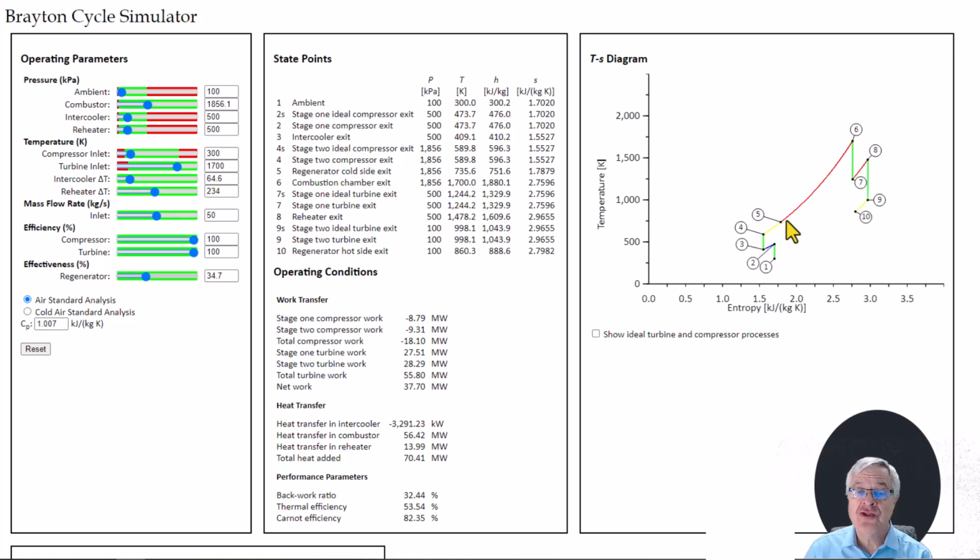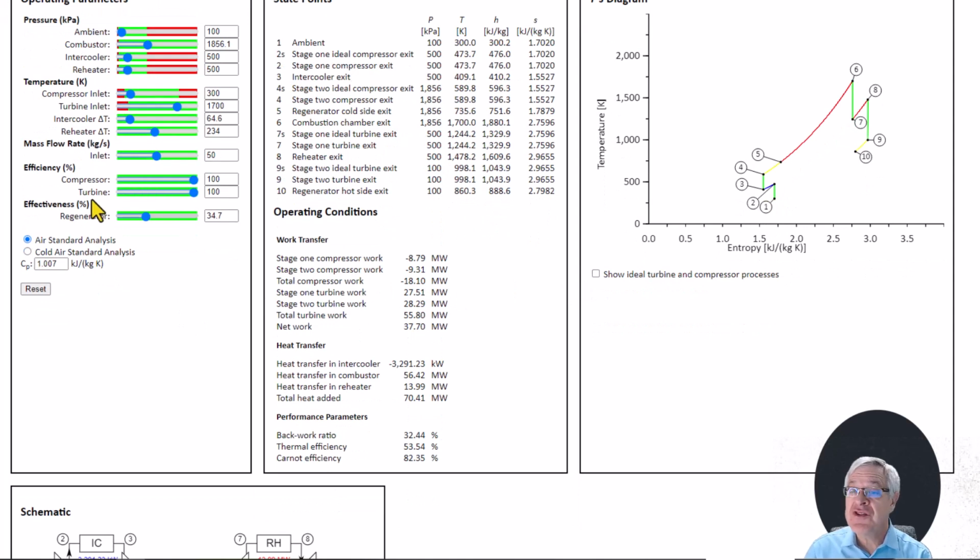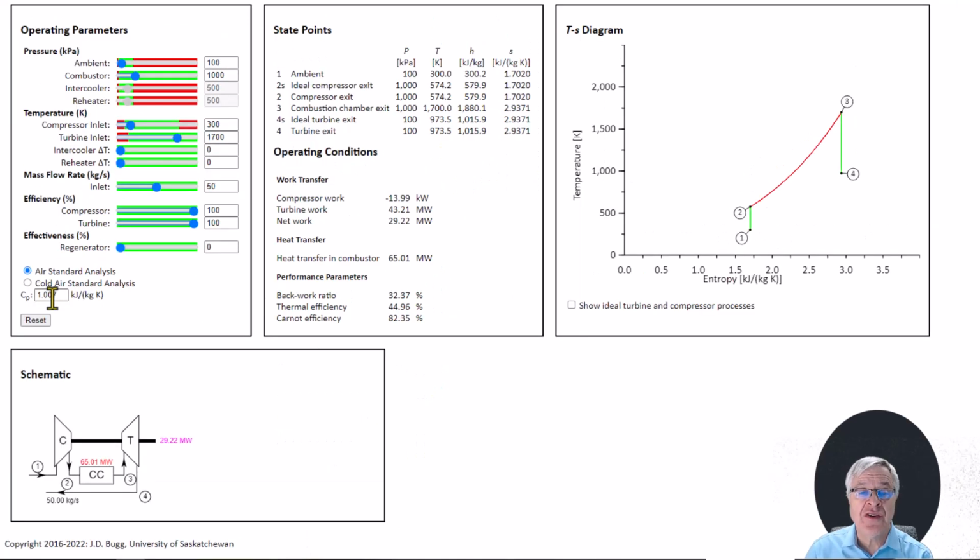The last thing we'll show is the effect of compressor and turbine efficiencies. I'm just going to reset this back to default conditions so we only have a single turbine and a single compressor. If we decrease the turbine efficiency, we will see that now, as the turbine expansion occurs, this line drifts off to the right. If we decrease the compressor efficiency, the same thing happens. As the compression progresses, the entropy increases and the line drifts off to the right.